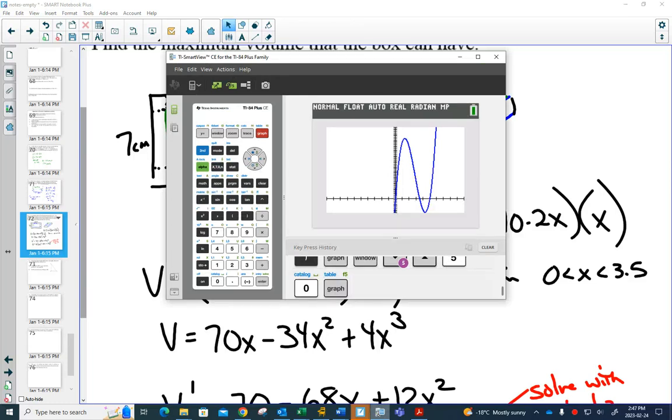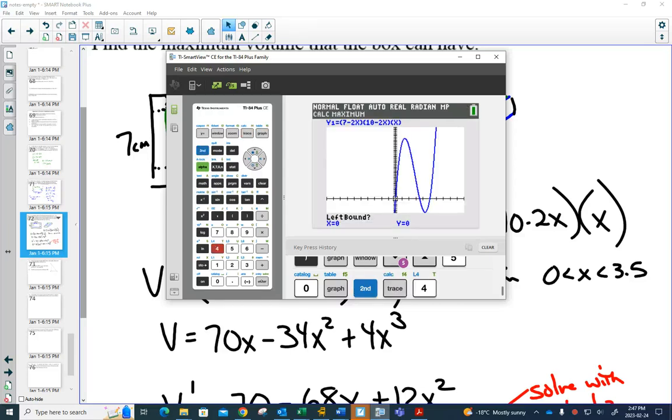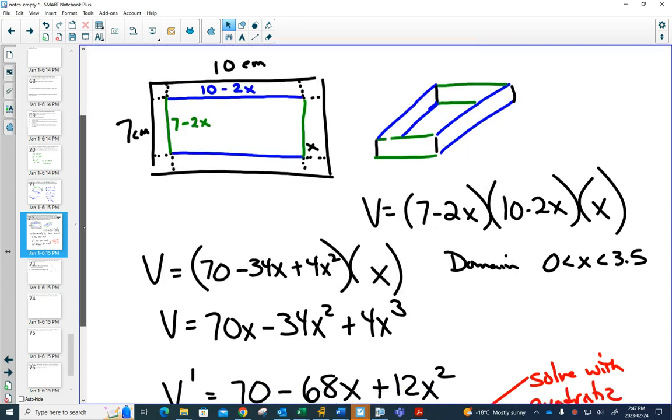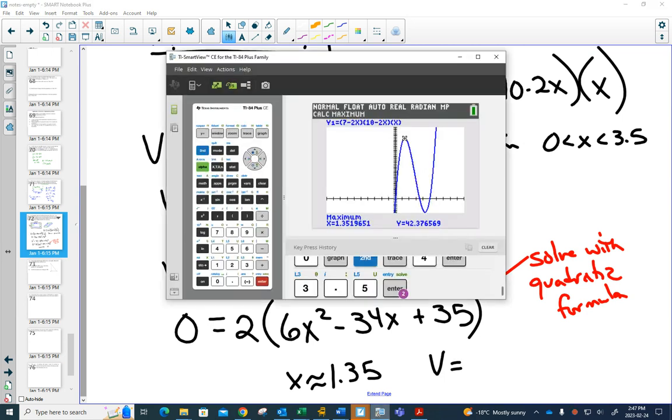So if I had a graphing calculator, I could graph this. I can calculate the maximum, number 4. It asks for a left bound. I push enter at 0. I'm going to put 3.5 for my right bound. And it finds it there for me when x is 1.35. And at x equals 1.35, my graphing calculator also tells me the maximum value at 42.4.